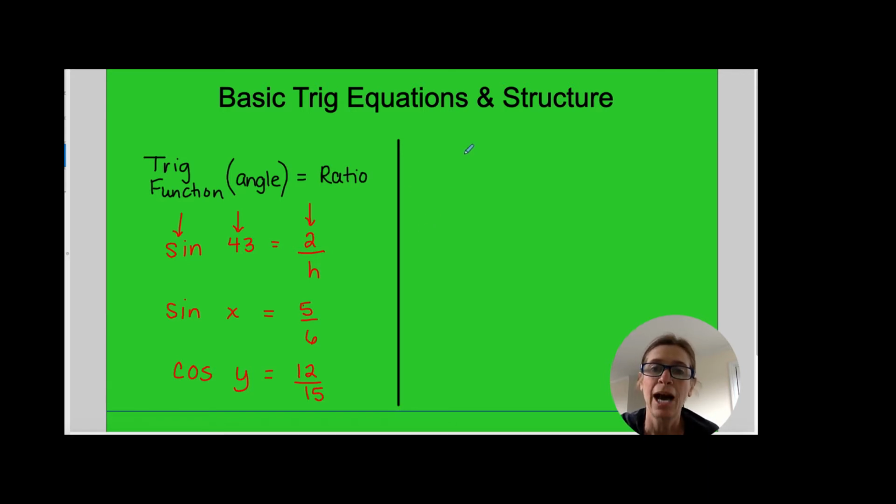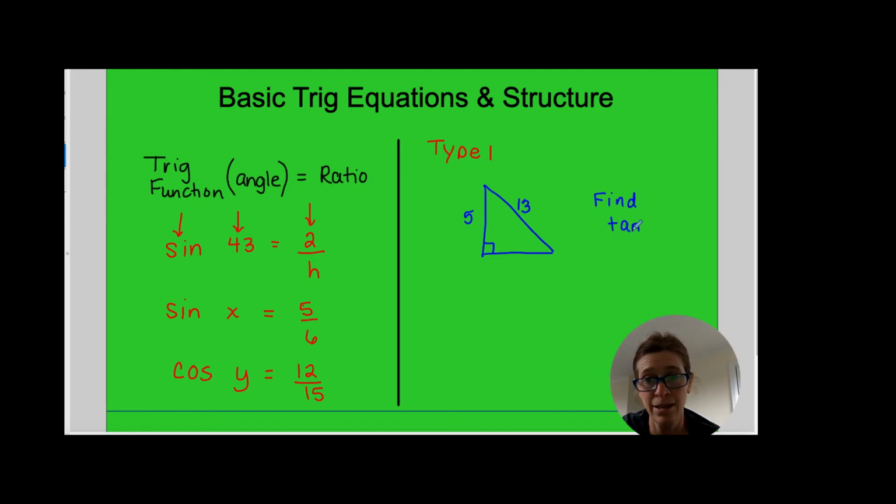All right, I could ask you a question, so we'll call it type 1, where I just actually ask you for the ratio. I give you a triangle. Maybe I give you a side 5 and a side 13, and I ask you to find tan, I'll put an x here, find tan x. Okay, find tan x. When I ask you for the tan of x or the sine of x or the cosine of x, I'm asking you for the actual ratio.